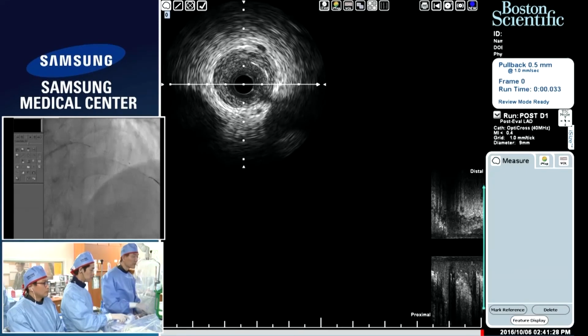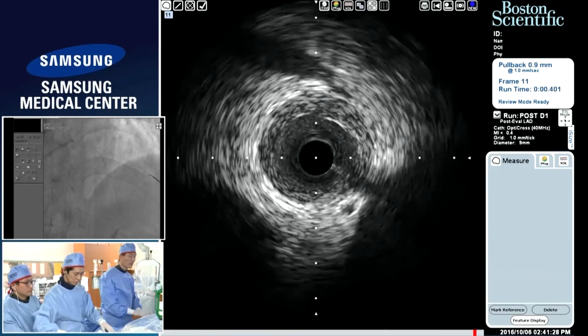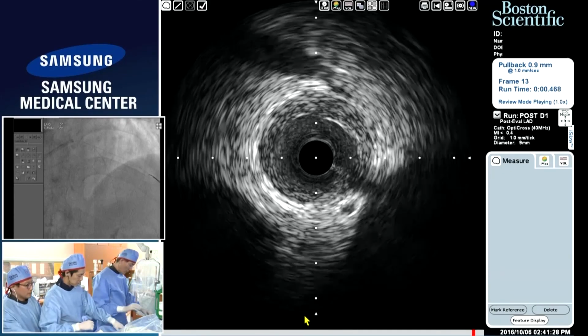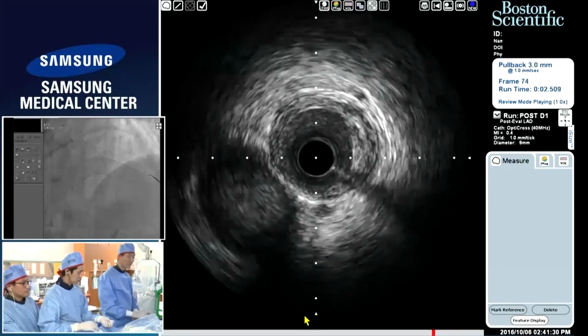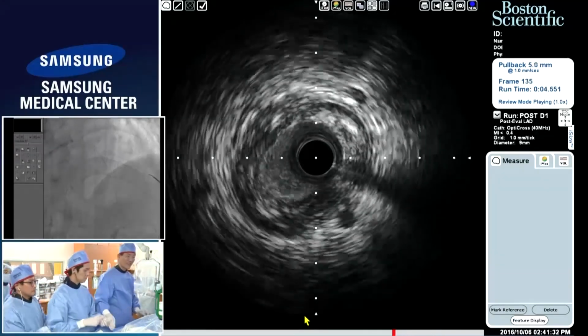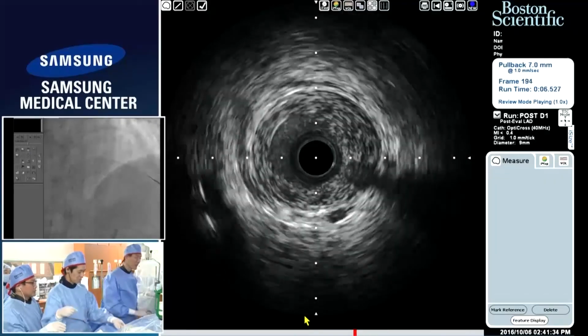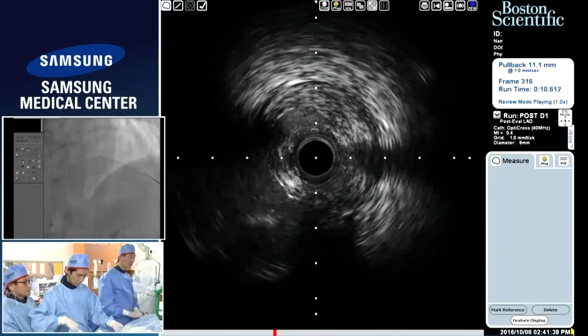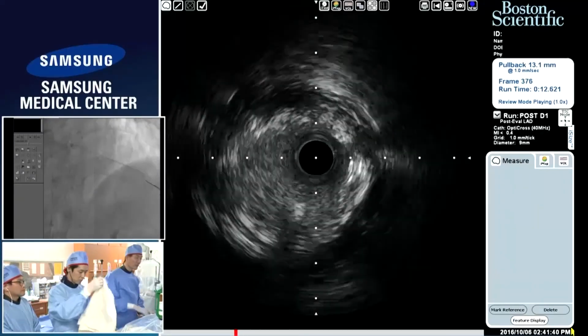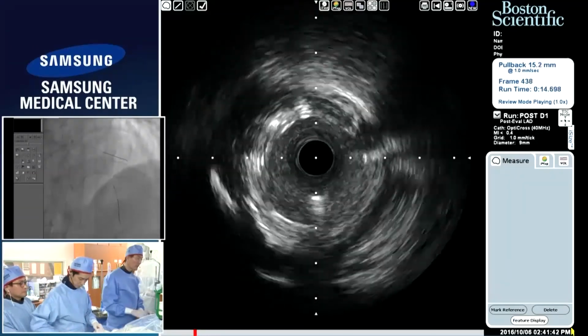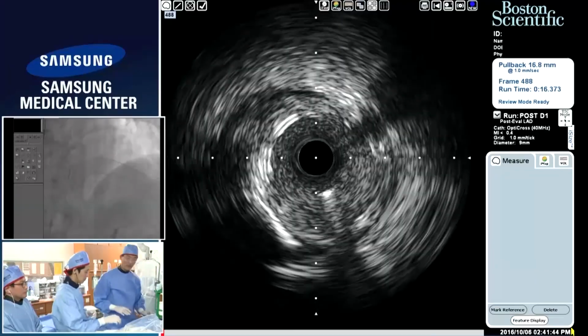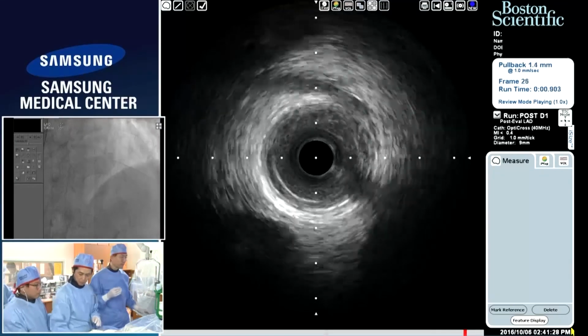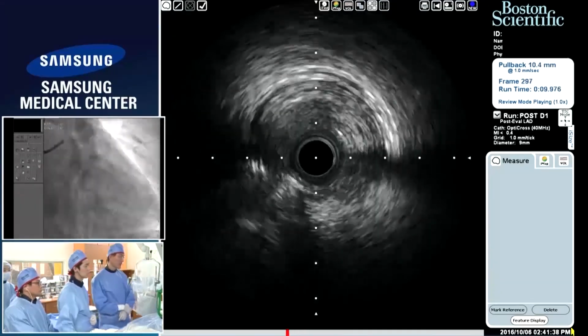Looks pretty good. Doesn't look like there are any dissections. Yeah, I think so. Hopefully. Fortunately, I was very conservative to use the low pressure to keep the vessel open. Okay, I removed the wire and got the final angiography. Okay, I think it's good.